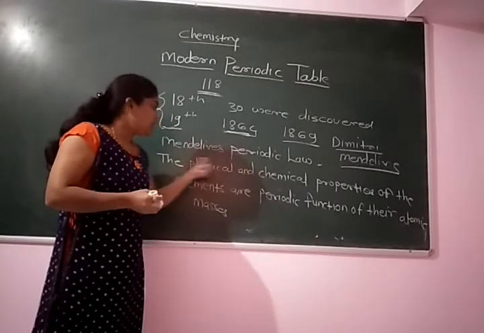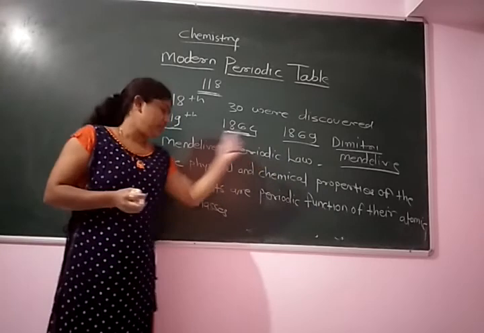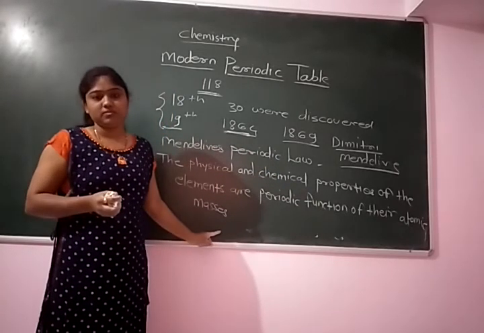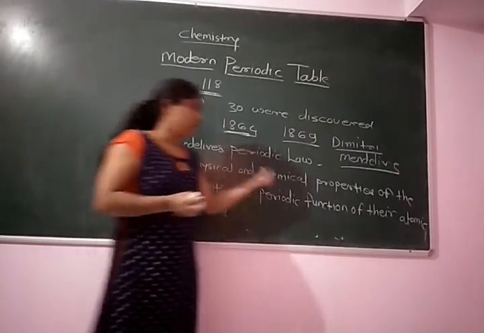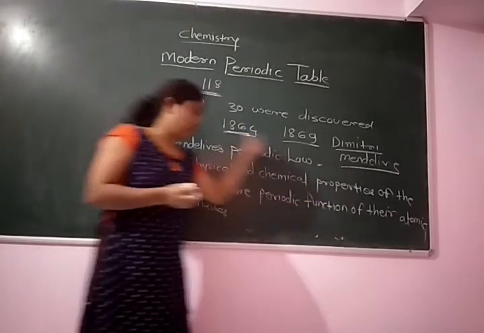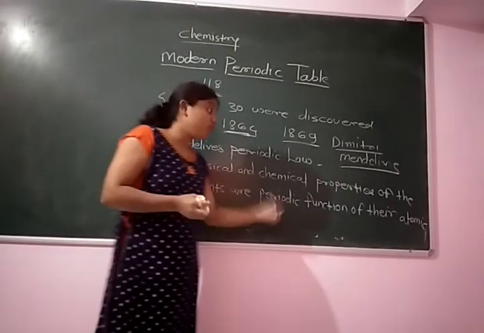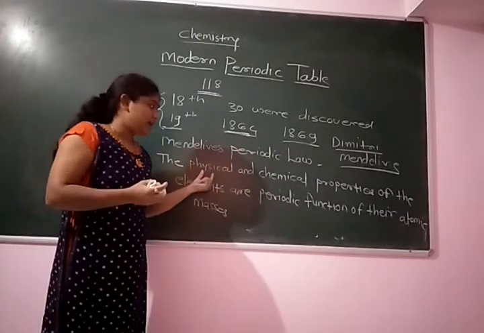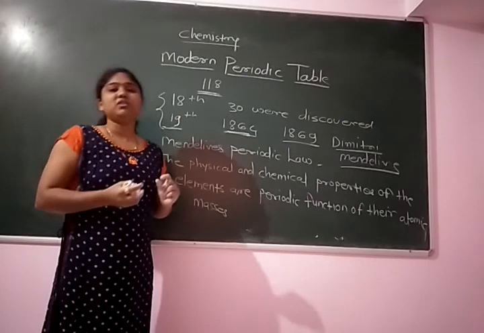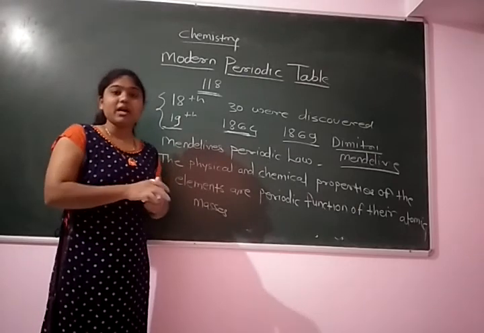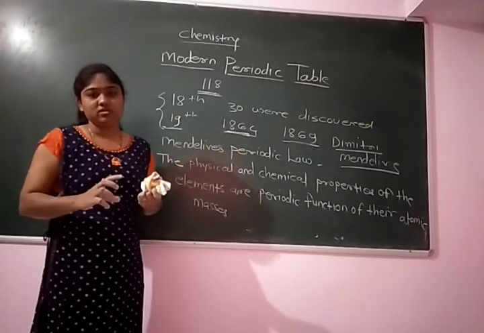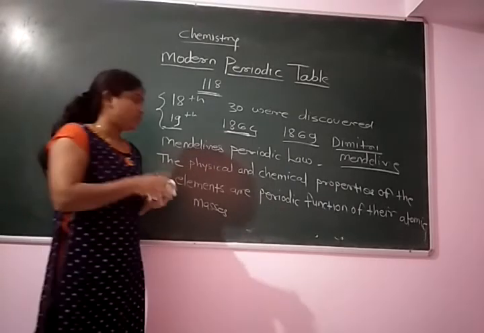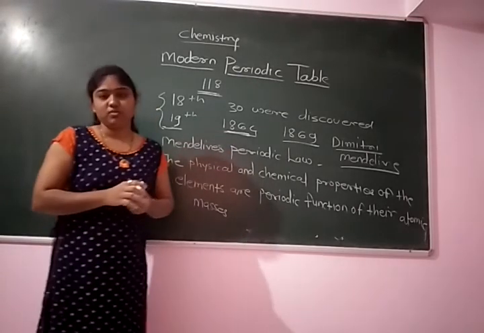The physical and chemical properties of the elements are a periodic function of their atomic masses. What is the meaning of this? The physical and chemical properties of the elements will change period-wise and group-wise. We call this periodic variation.